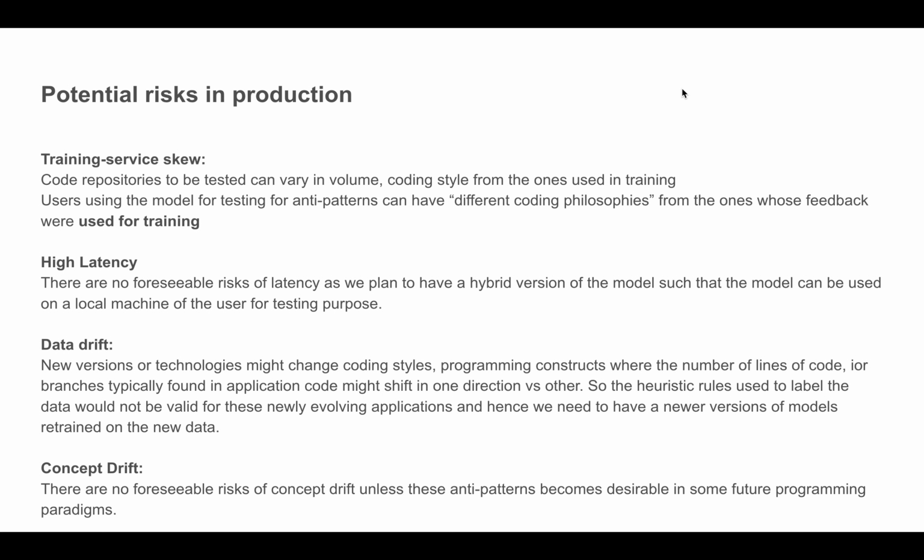Concept drift, there is no foreseeable risk of concept drift unless, at a certain stage, some of these characteristics of anti-patterns become desirable in some future programming language or paradigms.